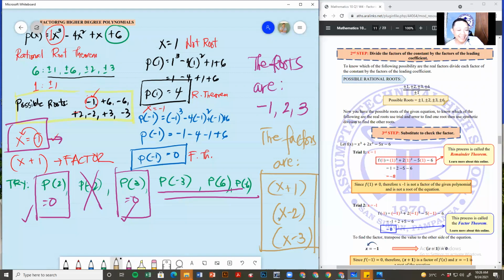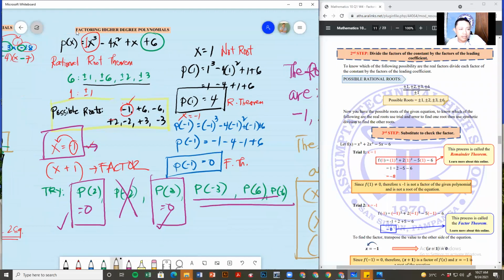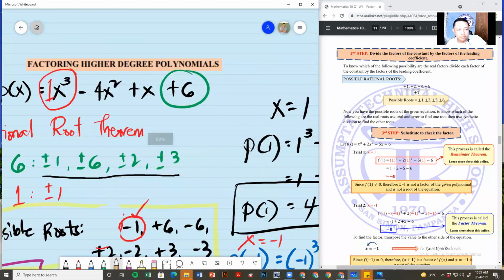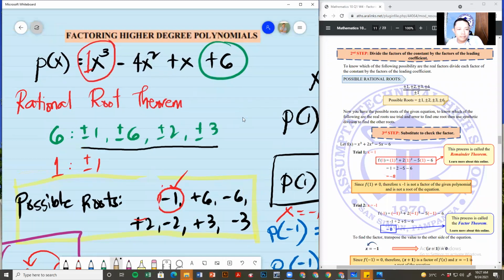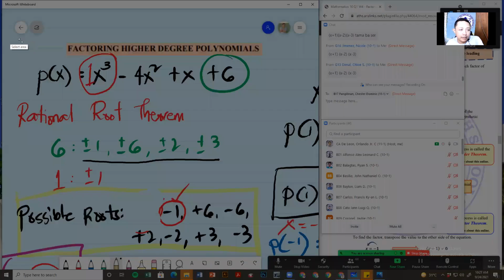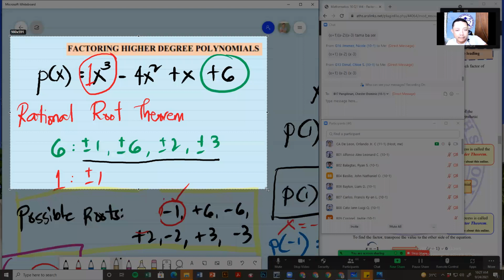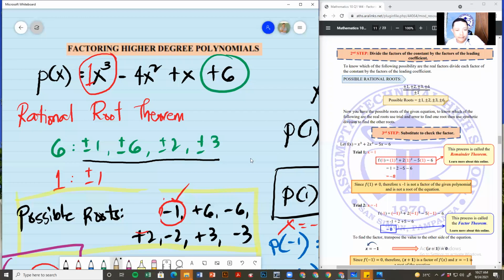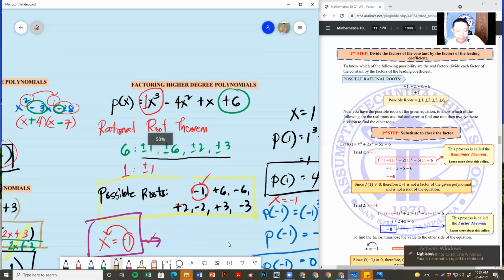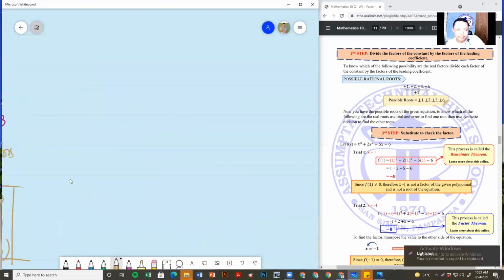So, this time, we will solve this naman using another process. Okay? Let me just take a screenshot of this para di ko na siya susulat ulit. I'll screenshot this and paste it somewhere here.